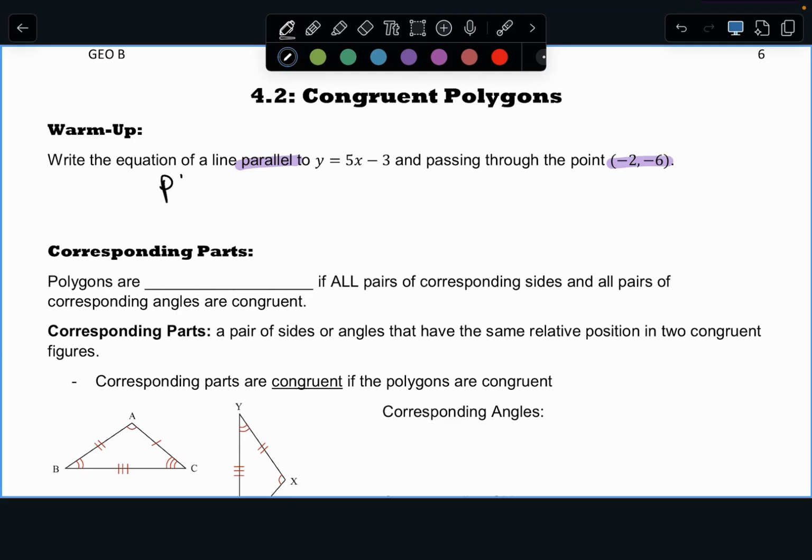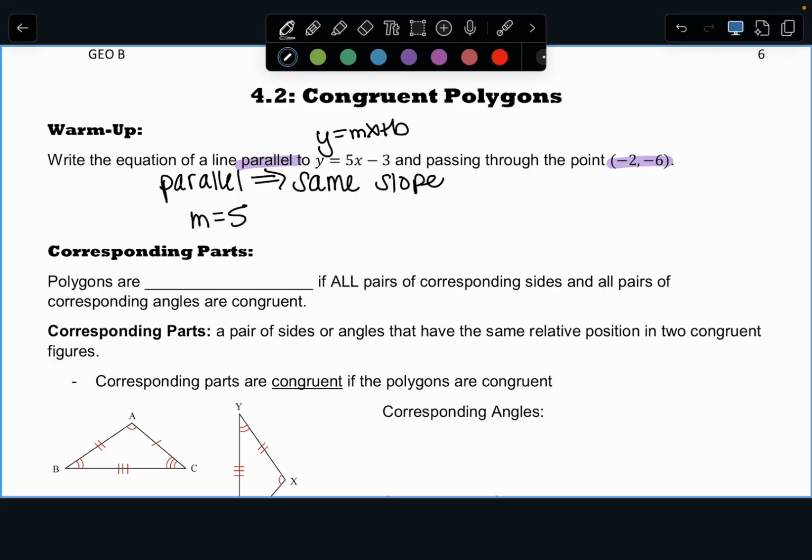Parallel lines, how do their slopes compare? Same, different? Yeah, they have the same slope. So what's the slope of y equals 5x minus 3? Remember, this is in slope-intercept form where m is our slope. So what's m right here? 5. So my slope is 5, and I keep the same slope, so the slope of my new line is also going to be 5.